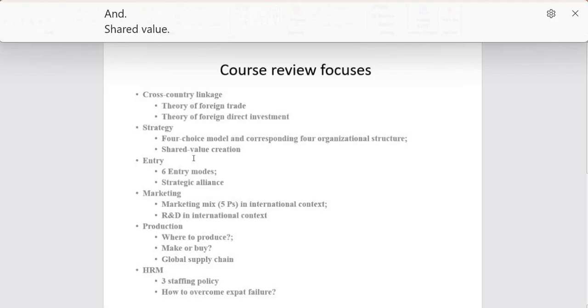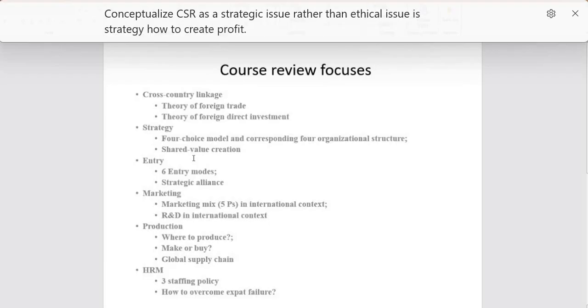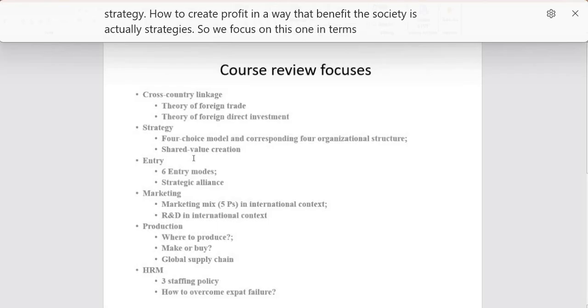And shared value creation. Shared value creation, basically, is about CSR, but we would like students to focus pretty much on shared value creation, because shared value creation conceptualizes CSR as a strategic issue rather than an ethical issue. It's strategy, how to create profit in a way that benefits society is actually a strategy issue. So we focus on this one in terms of CSR.